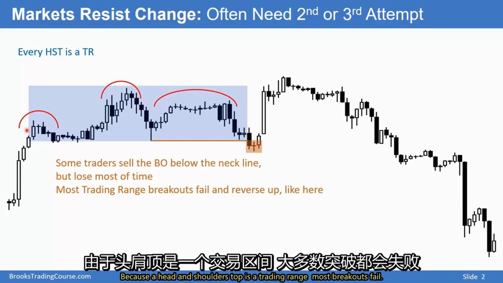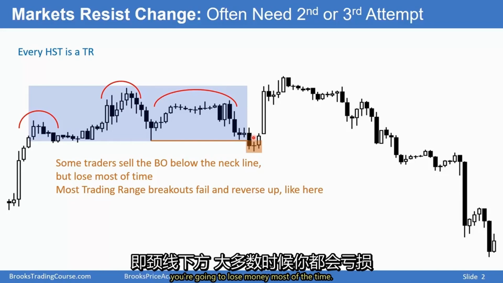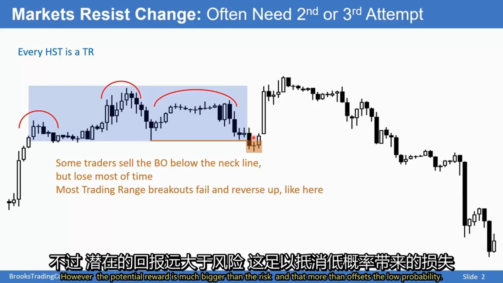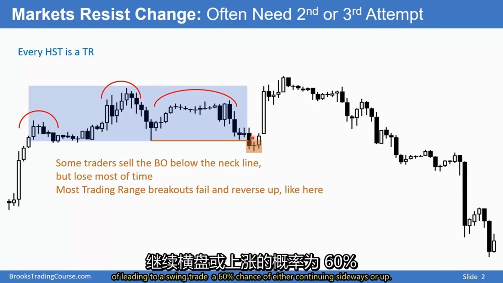Because a head and shoulders top is a trading range, most breakouts fail. And therefore, if you sell on a stop below the bottom of the range, below the neckline, you're going to lose money most of the time. However, the potential reward is much bigger than the risk, and that more than offsets the low probability. Most major reversal patterns, including head and shoulders tops, have about a 40% chance of leading to a swing trade, a 60% chance of either continuing sideways or up.